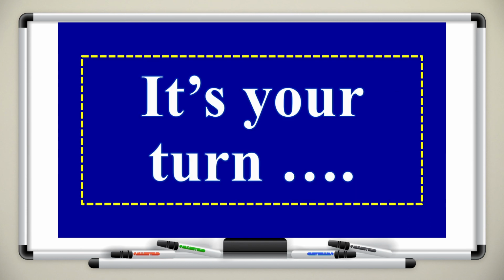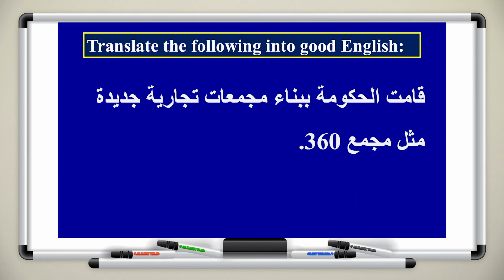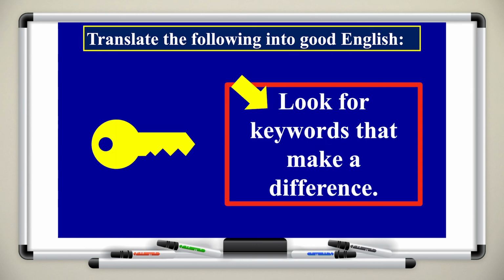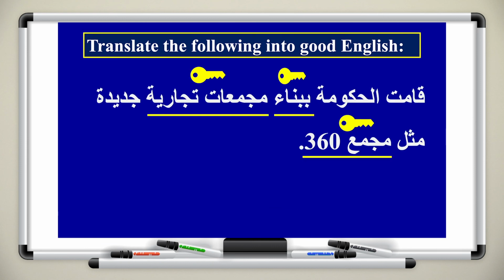Now it's your turn. Translate the following into good English. قامت الحكومة ببناء مجمعات تجارية جديدة مثل مجمع 360. Look for keywords that make a difference, and you can find them right there. ببناء مجمعات تجارية and مجمع 360. Now, if you look at these keywords, what do you think the meanings are? Write them. However, don't leave spaces for the words that you don't know.